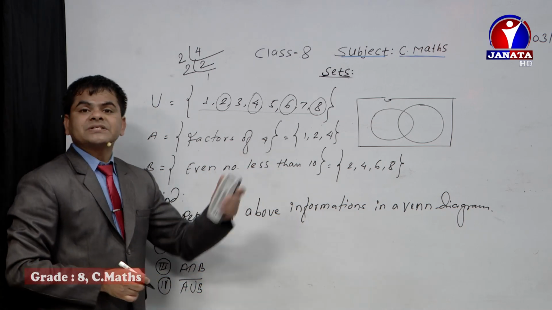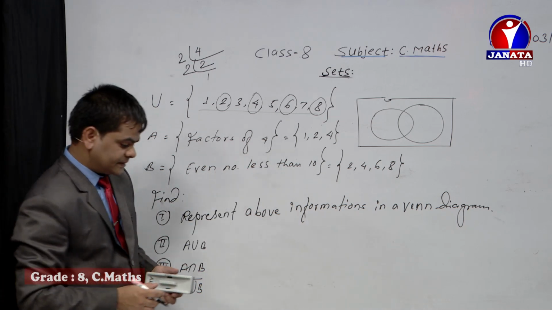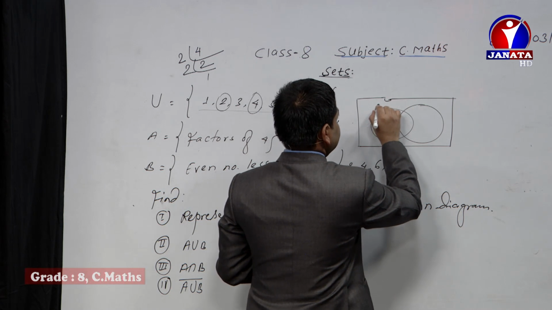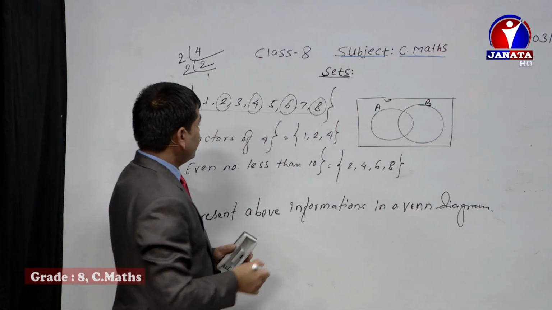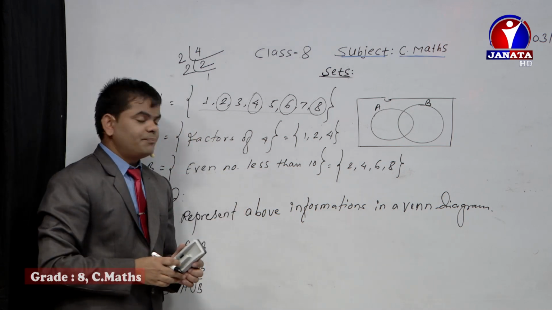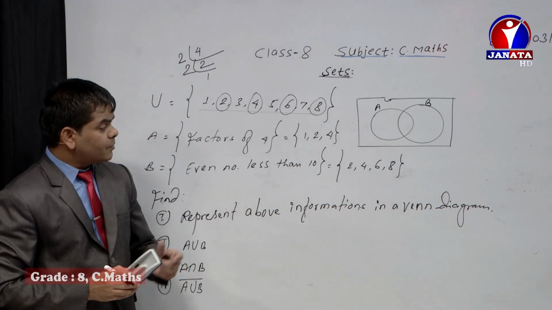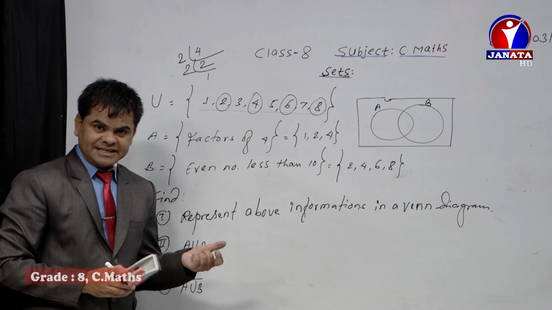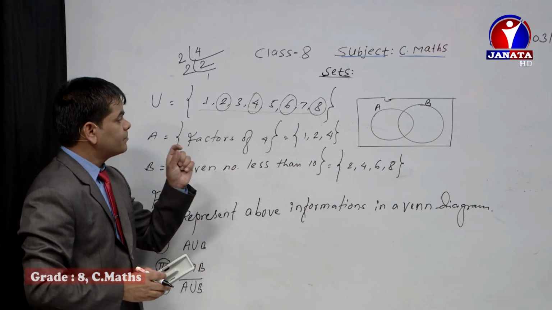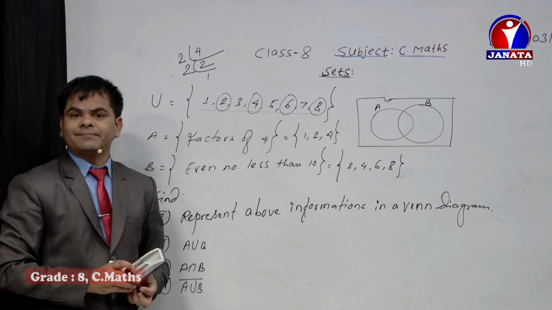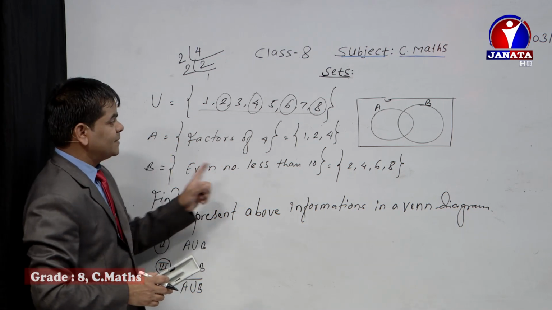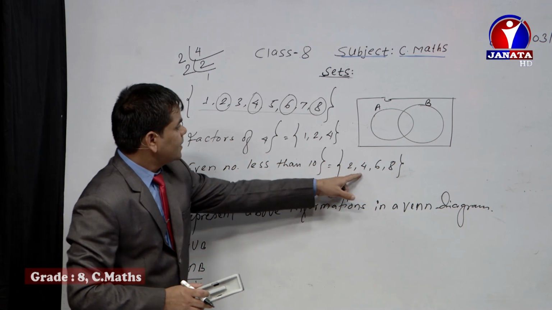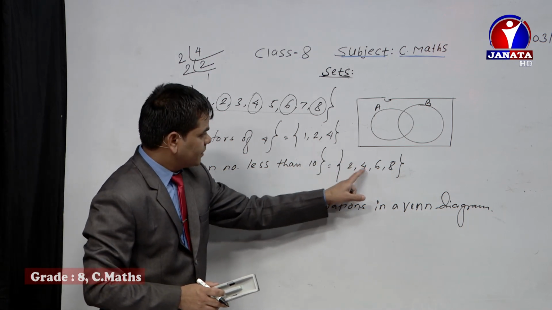Let's keep this information in a Venn diagram, dear students. What happens? Set A, set B. Now, first of all, the best way of representing the given information in a Venn diagram is to present the common elements first. So which are the common elements between set A and set B? If you see, 2 and 4 are common, dear students.